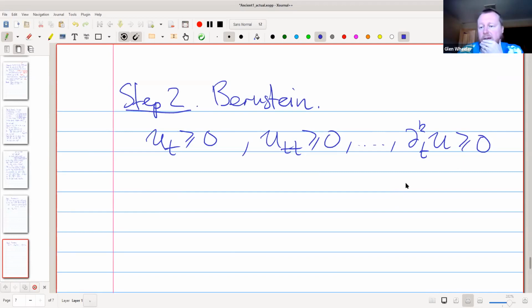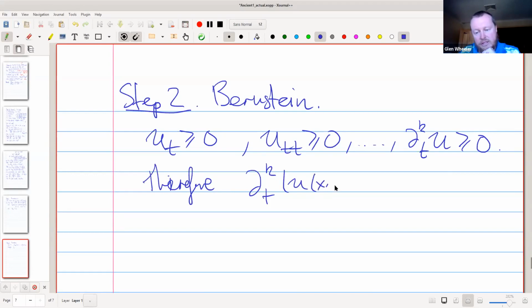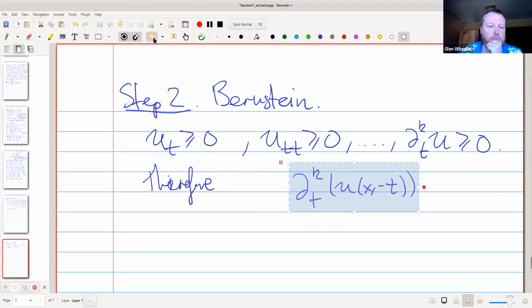Okay. All right. And so then what we do is note that, therefore, if we differentiate k times u, but we replace t by minus t, like that, and then we multiply this. I'm going to move this across a bit. And then we multiply this.